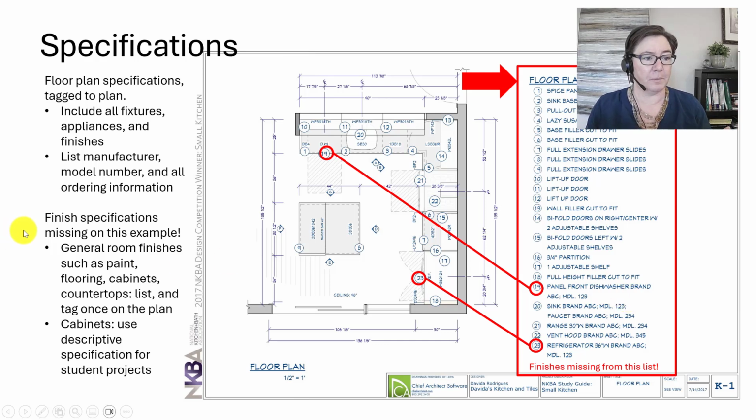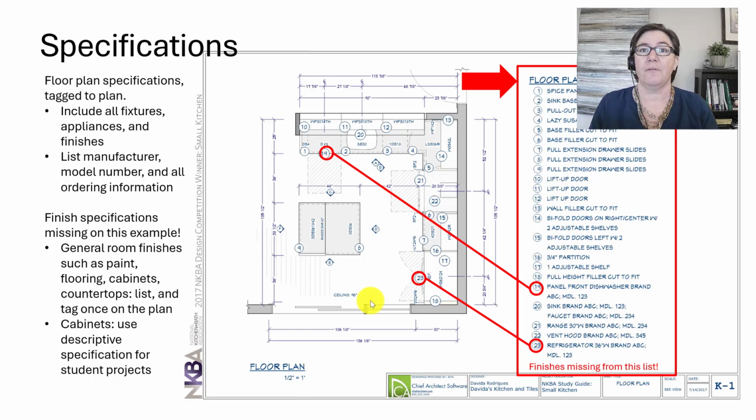Notice the finish specifications are missing. I already said that. Sorry about that. When you have general room finishes, things that are going to be placed in multiple locations, go ahead and list them in the list and then tag once somewhere convenient on the plan. You don't have to tag every wall with a paint specification.